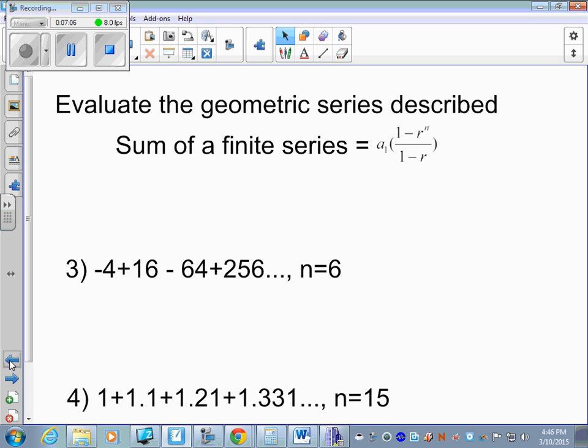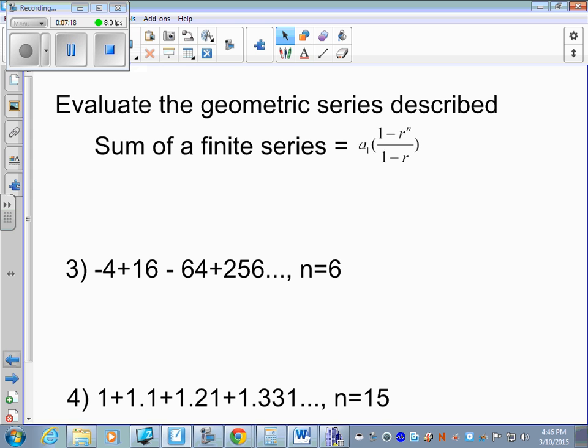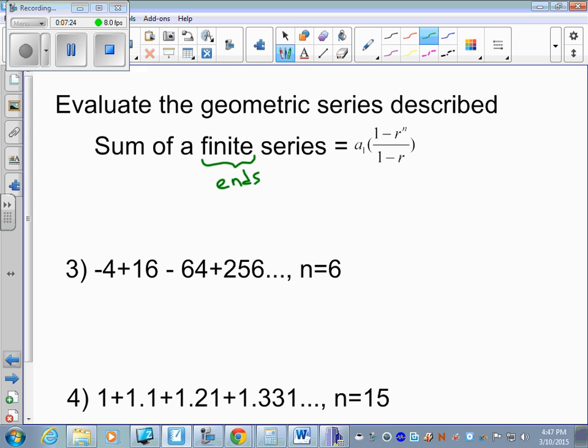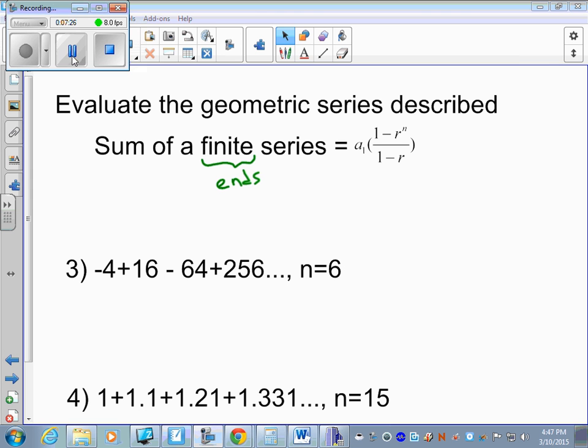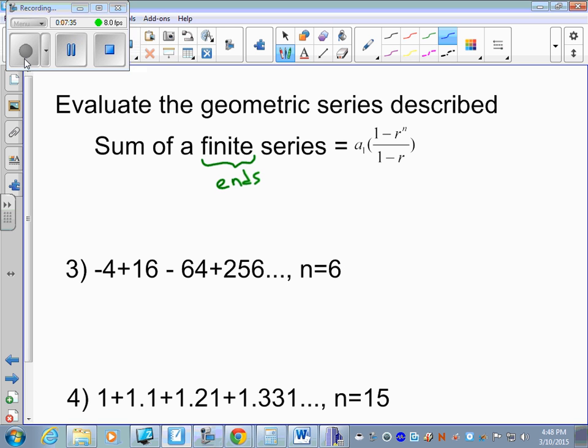The next thing you're going to have to do is evaluate the geometric series described. So you're going to have to sum up a finite series. A finite series ends. Finite means it ends. Infinite means it goes on forever. So finite series, a series we're adding.